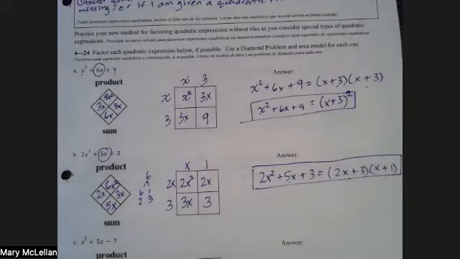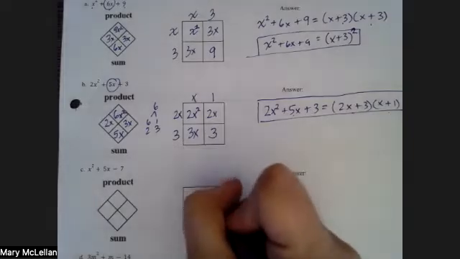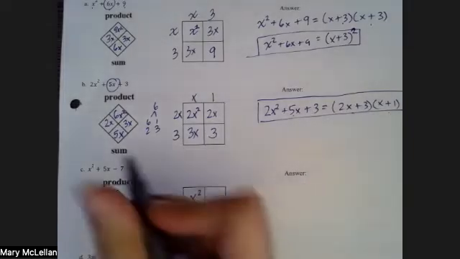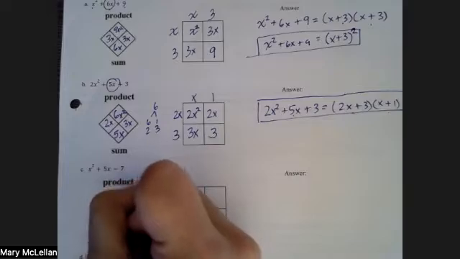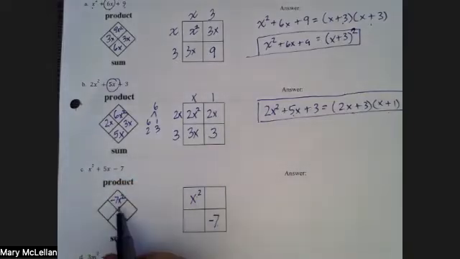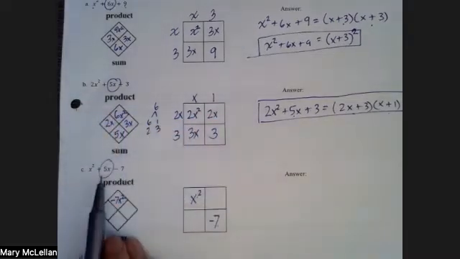Next problem. x squared plus 5x minus 7. Okay, I know my x squared term goes here. My constant term goes here. x squared times negative 7 is negative 7x squared. So I know these two boxes need to multiply to negative 7x squared, and I know they need to add to 5x.